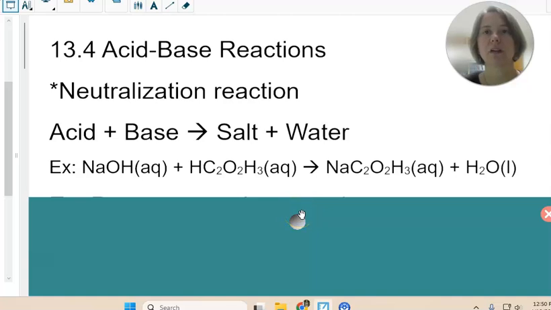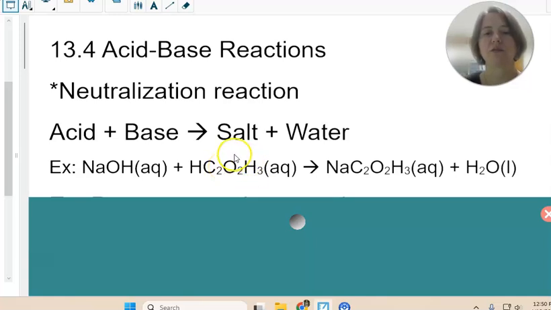Let's do an example, and please write that down. 1 mole of aqueous sodium hydroxide reacts with 1 mole of acetic acid to form 1 mole of sodium acetate. So this is our salt, we'll come back to that, and 1 mole of liquid water. So our salt, as we know, forms from, let's go with the acid first. And it doesn't matter which order they go in. It could be acid-base or base-acid.